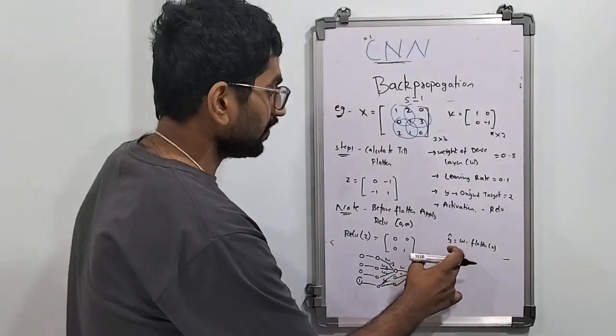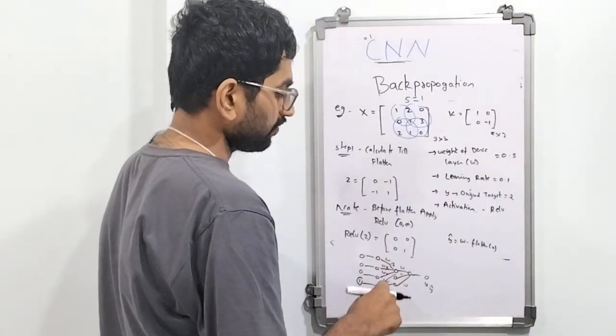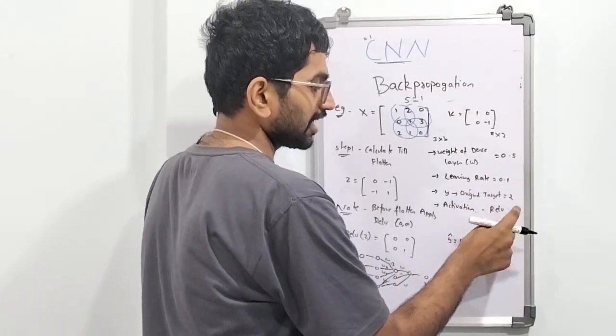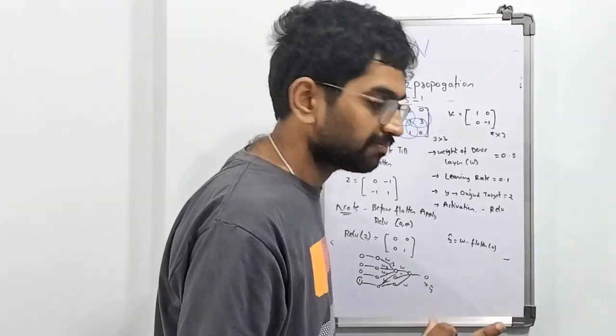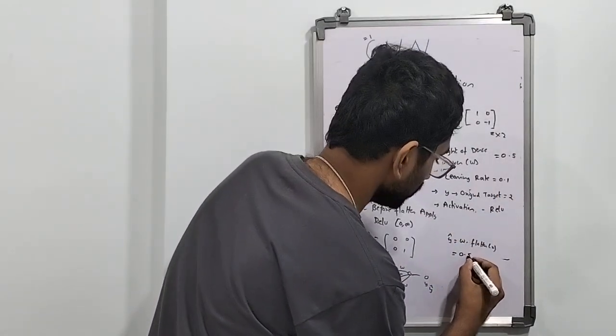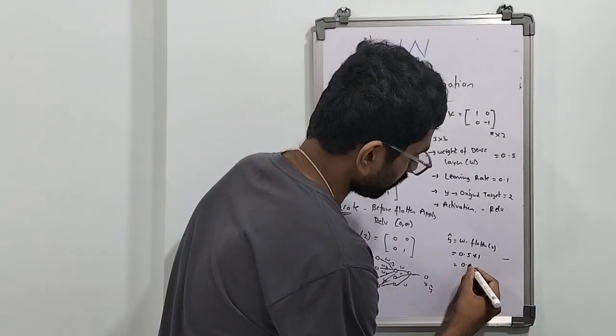So now what is the weight? Here we are taking some conditions: the weight will be 0.5, the learning rate will be 0.1, and the original target should be 2. Here we are specifying the problem statement. So 0.5 into the flattened value 1, once you do it, you will get the value 0.5 as y hat.